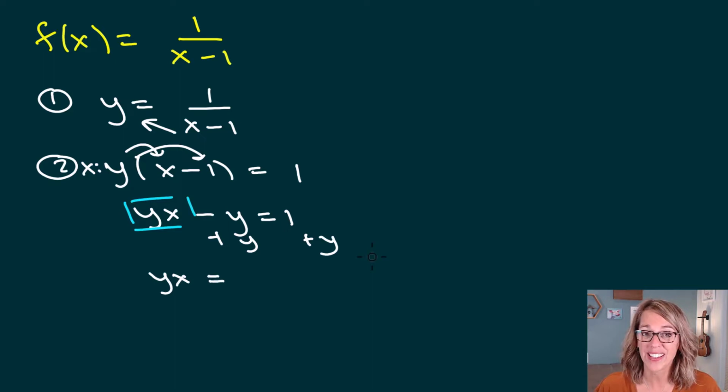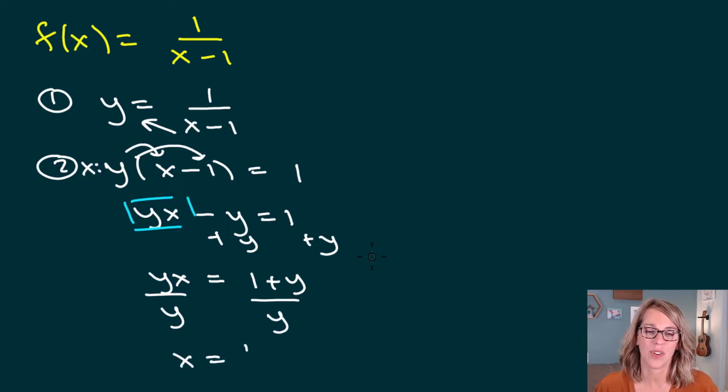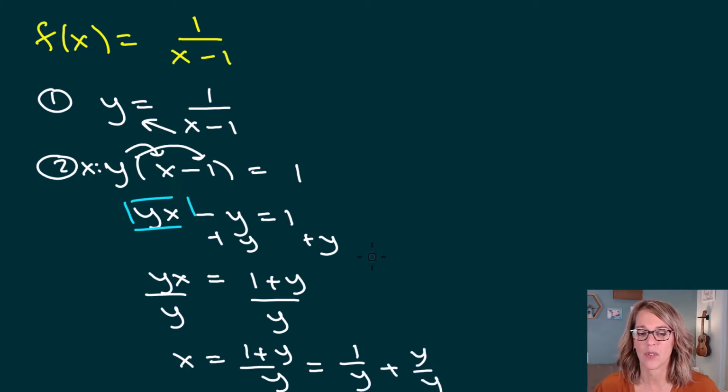Y times x is equal to 1 plus y. Let's divide everybody by y, so I get x by itself. So x is equal to (1 plus y) over y. You could leave it like this, or you could split it up into 2 separate fractions. Everybody needs to be divided by a y. So you could also write this as 1 over y plus y over y, which would give us x equals 1 over y plus 1.